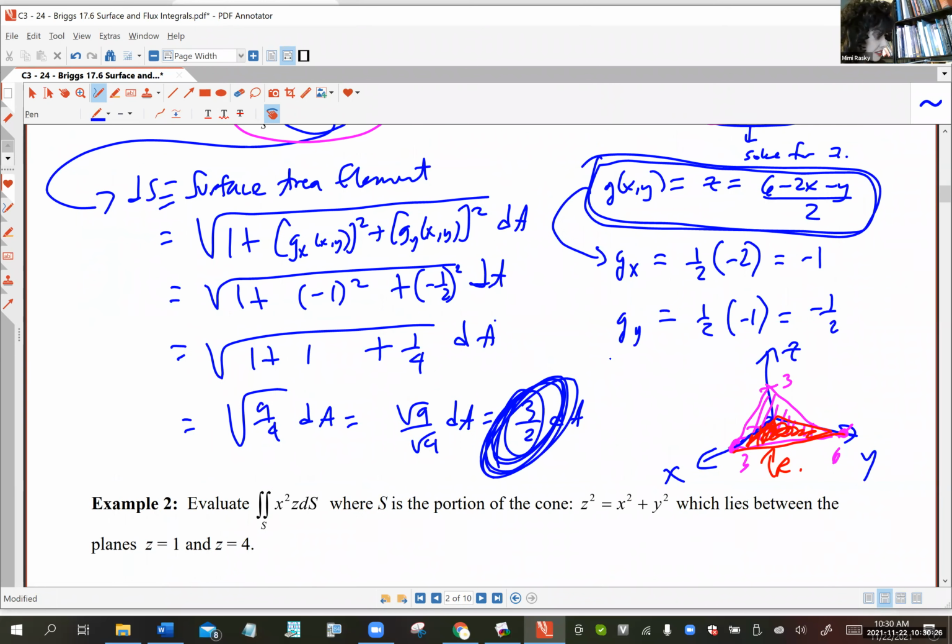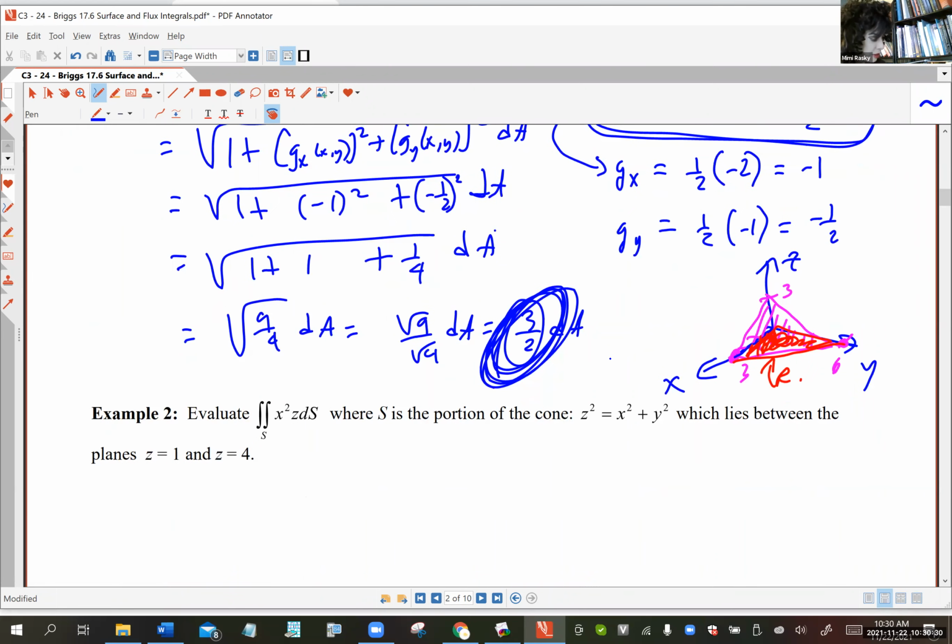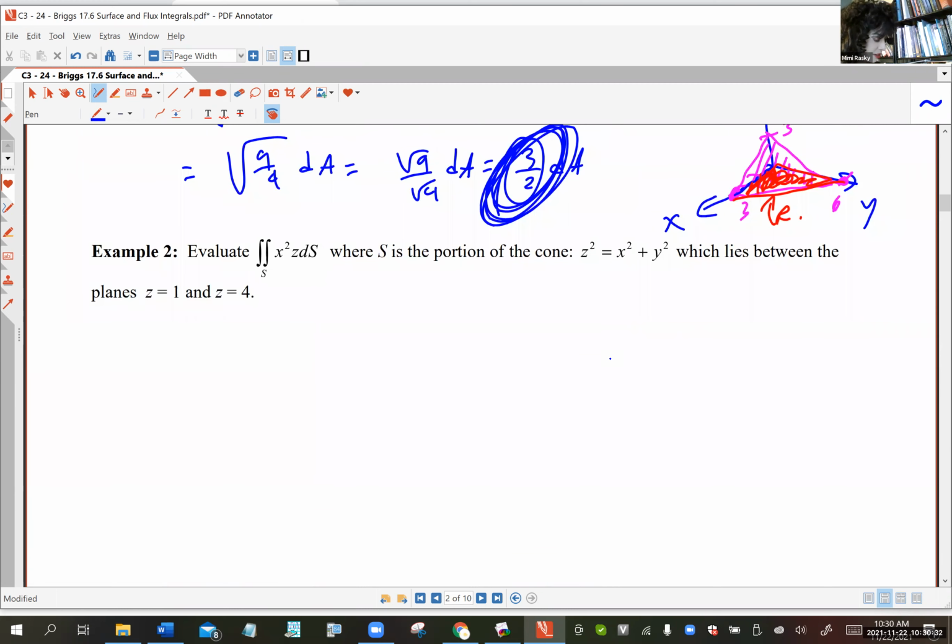Okay, so that concludes example 1. Now let's do a little bit tougher of a problem because it's going to turn out the dS takes a little bit of work, but you've seen something like this before when we had some other fun and play with these kinds of integrals with algebra. It's just algebra.